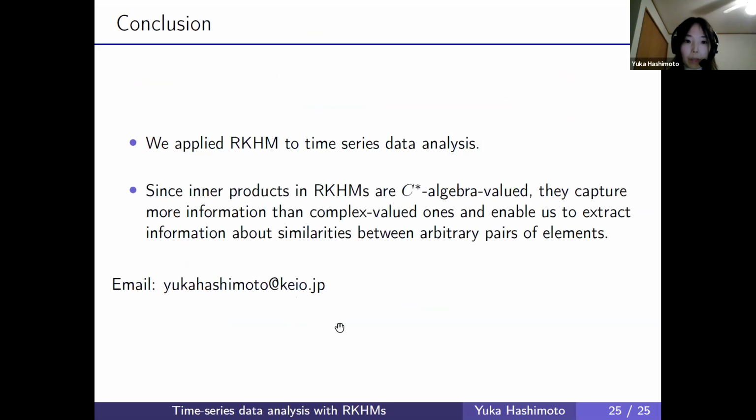And in conclusion, we have applied RKHMs to time series data analysis. And because inner products in RKHMs are C-star algebra valued, these inner products can capture more information than complex valued ones, and it enables us to extract information about similarities between arbitrary pairs of elements. So that's all we have to say.